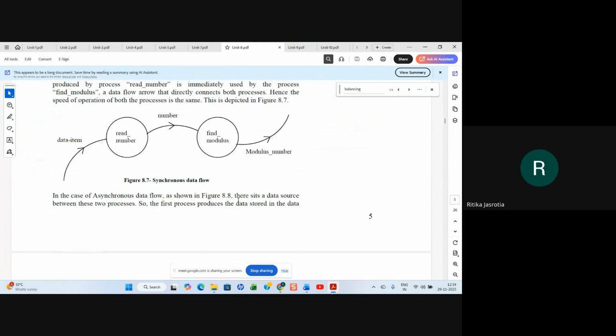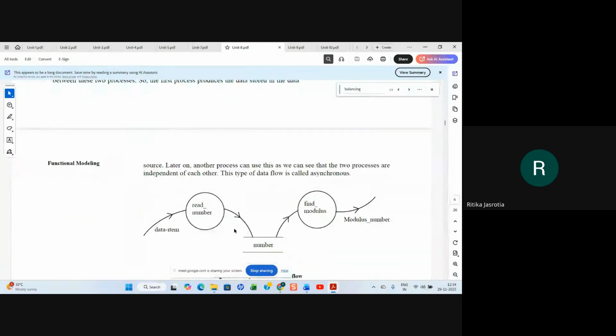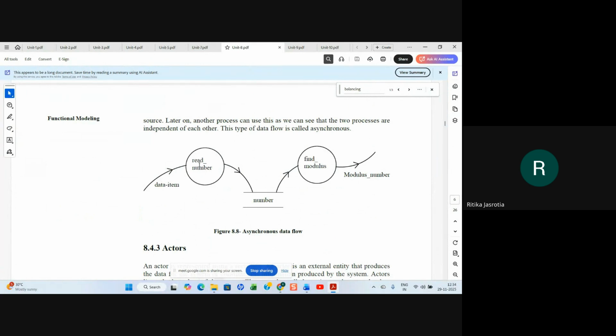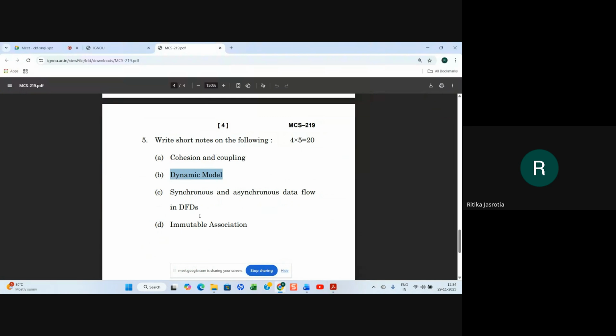So this is synchronous. But in asynchronous data flow, there sits a data store between the two processes. The first process produces data that is stored in the data store. Later on, another process can use it. As we can see, the two processes are independent of each other. So the data item is passed to read number, it reads the data and puts the number in the data store. Find modulus takes the number from the data store and then gives you the output. So between them there is a data store. This is known as asynchronous. This is what synchronous and asynchronous data flow in DFD means.